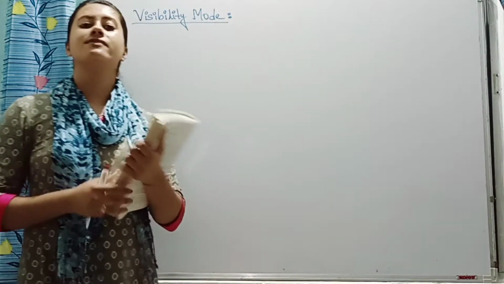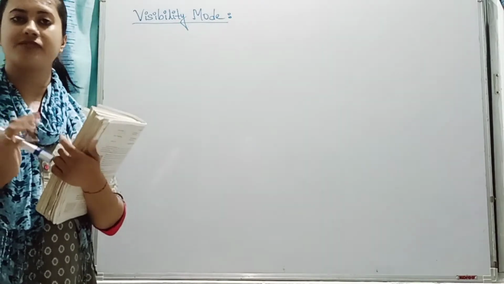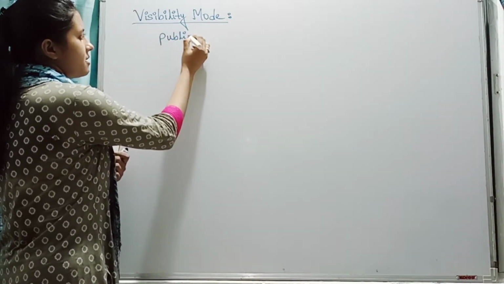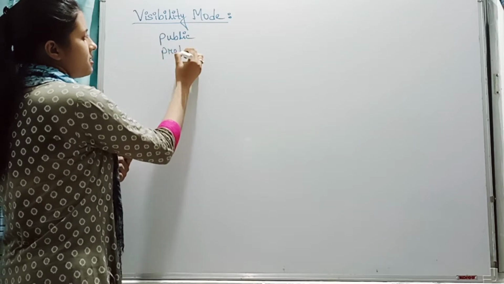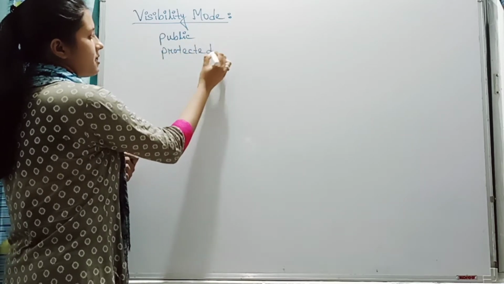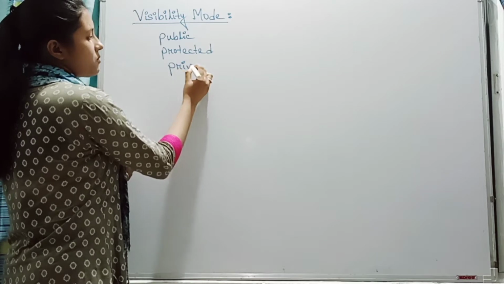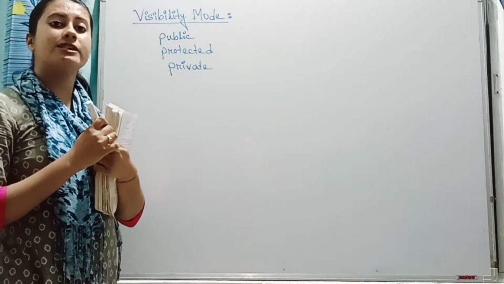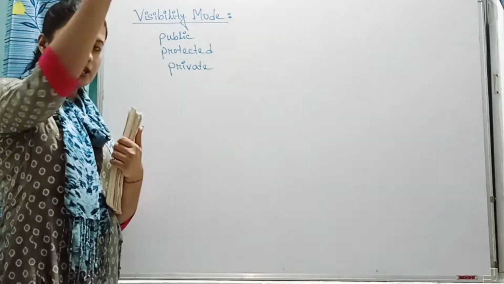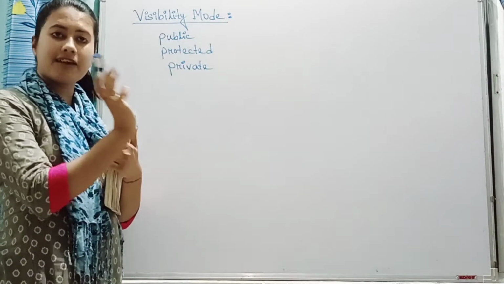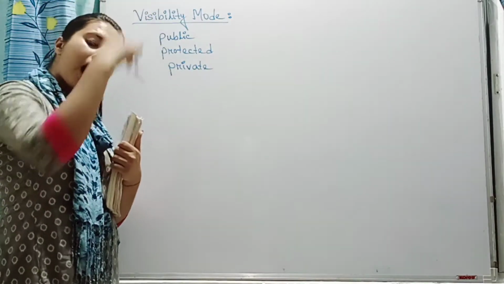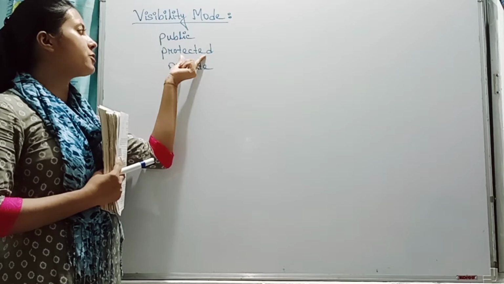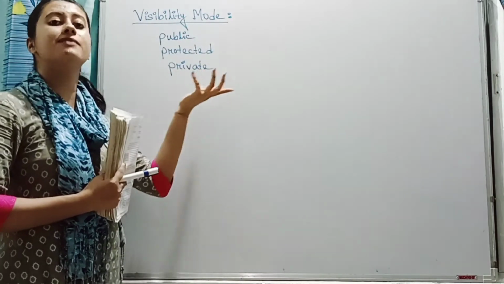Okay. So visibility modes, we know that there are three types of visibility mode. What are the three types? Public, protected and private. This means what? If we are deriving a subclass or the derived class, means we are deriving the base class in the derived class definition. So how will this base class be derived? Whether it will be derived publicly or protectedly or privately. This suggests the visibility mode.